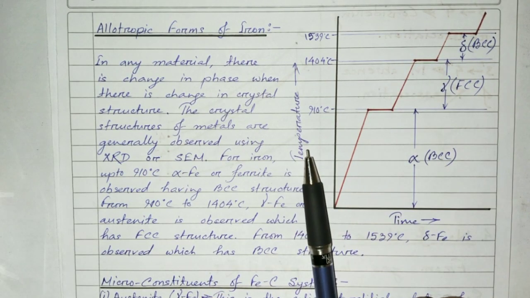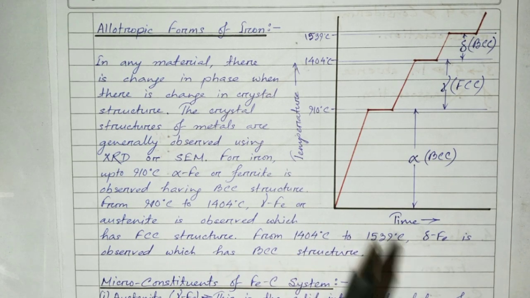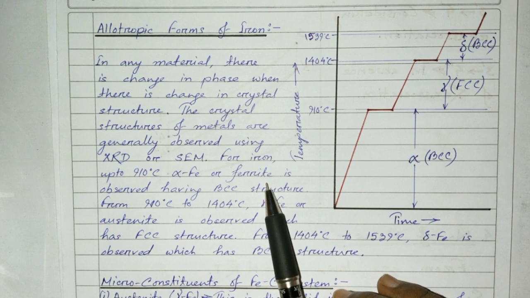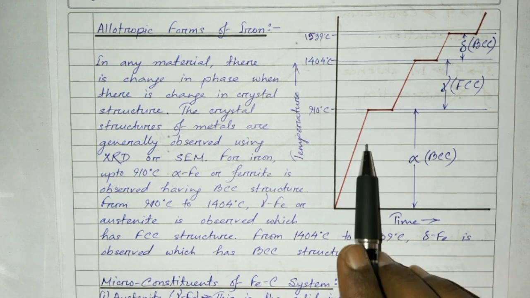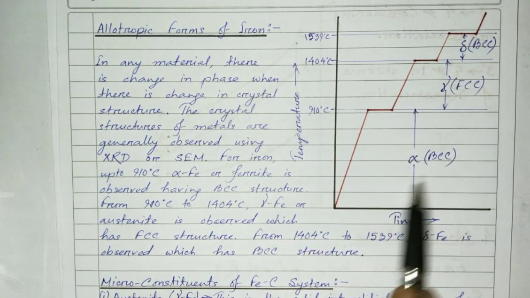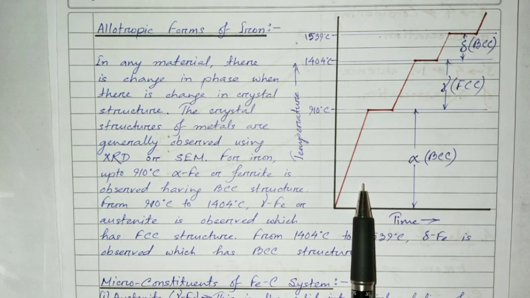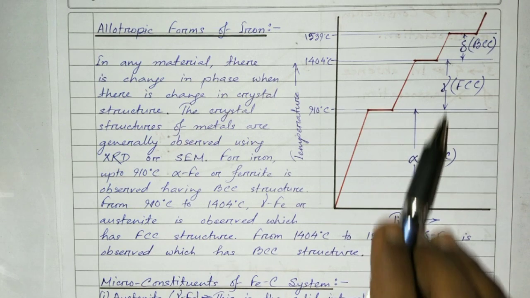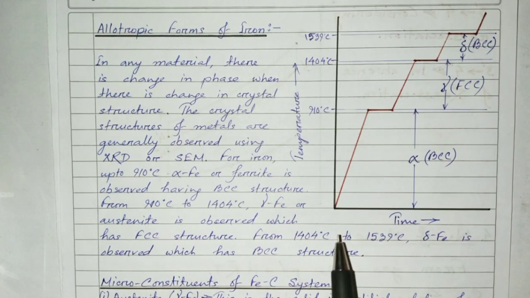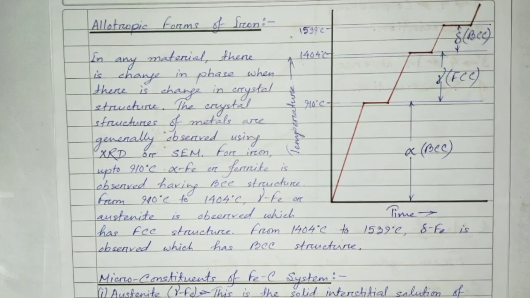Now, the heat treatments which are generally done in iron or its alloys are not generally done at very high temperature. It is generally done within this temperature range. So, from the application point of view, the study of ferrite and austenite is very important compared to that of delta iron.